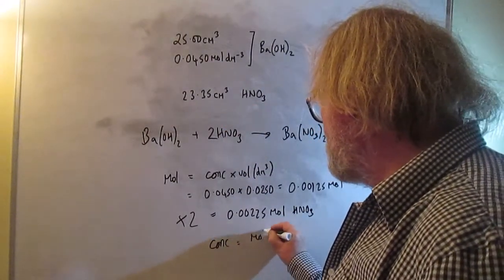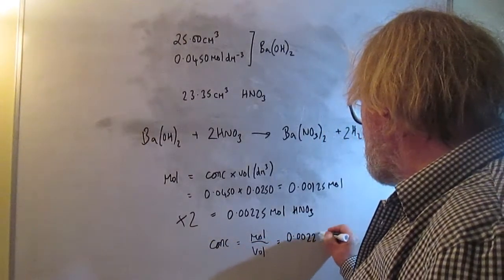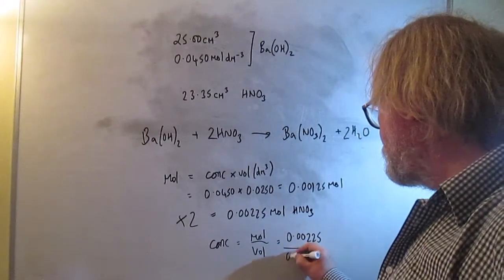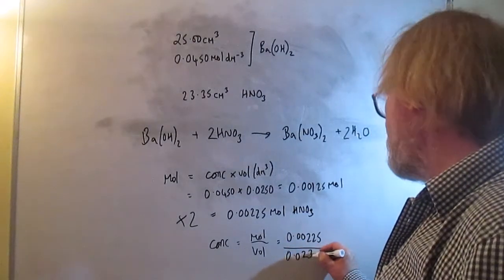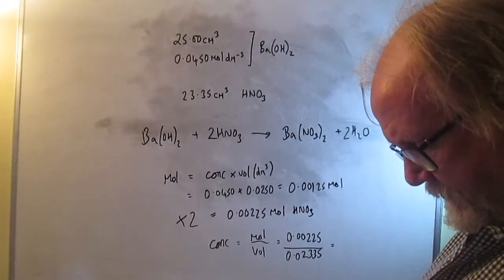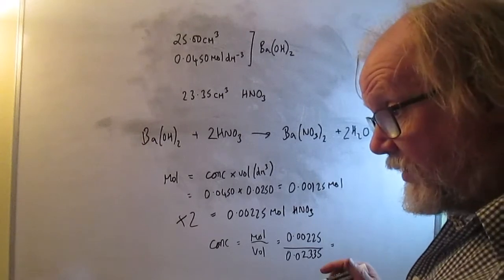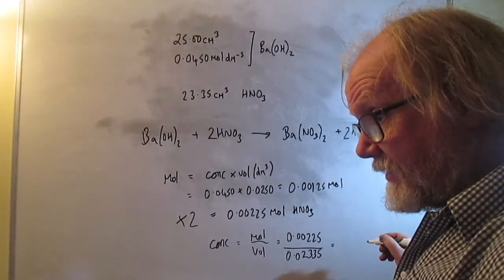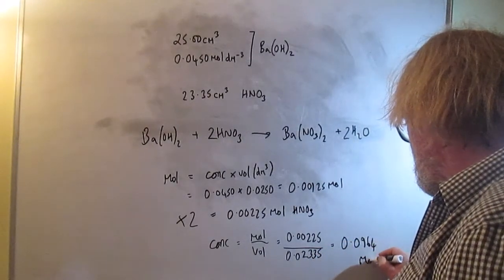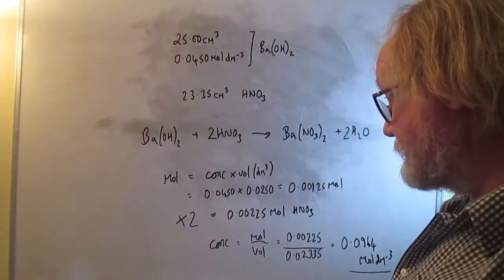And then we've got the moles, we've got the volume, so we can just do concentration is moles over volume, which is 0.00225 divided by 23.35 cm cubed, which is 0.02335 dm cubed, which gives us 0.0964 moles per dm cubed, which is answer D. So that's the correct one.